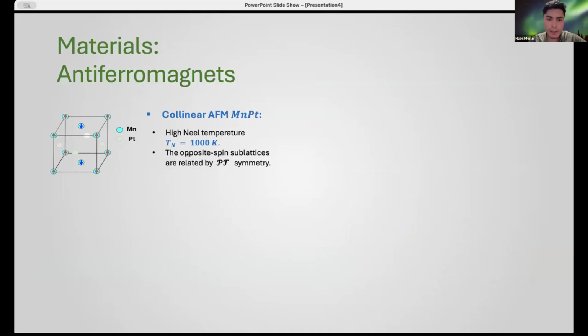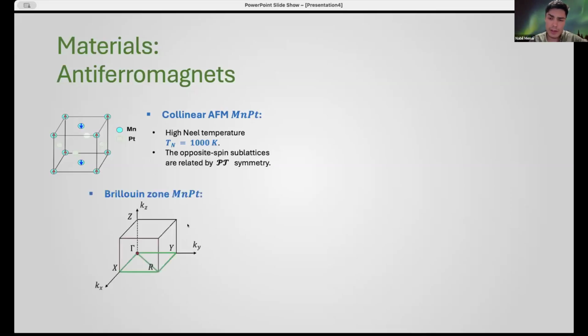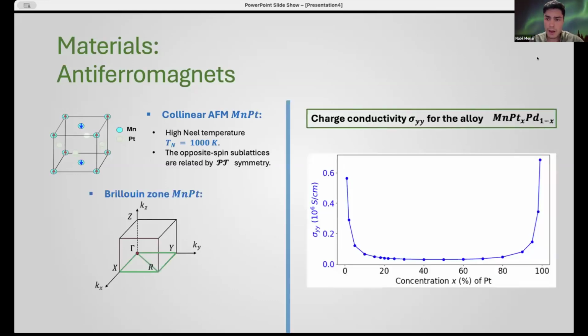And here the opposite spin lattices are related by PT symmetry, which means that no Hall currents are allowed. So this is the Brillouin zone of the system. And here on the right side, you see a typical curve of the charge conductivity. So here we plot the charge conductivity as a function of the impurities.